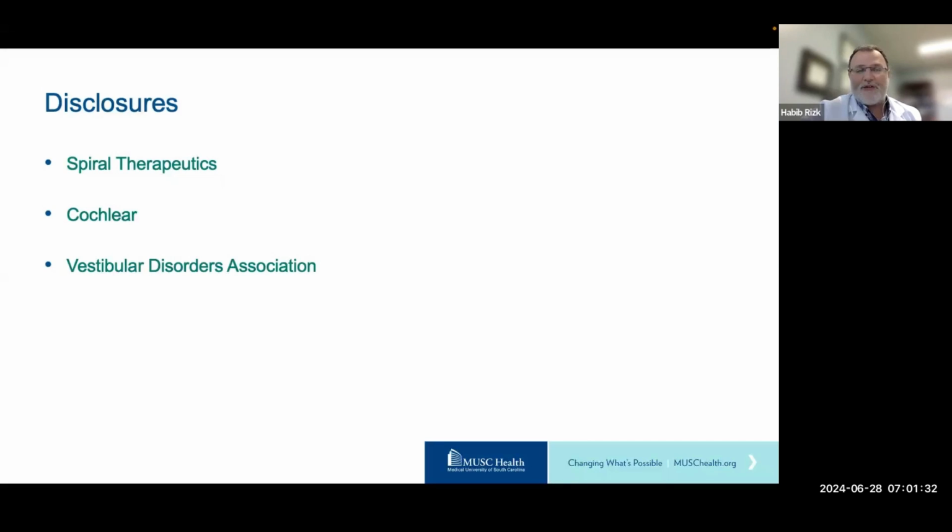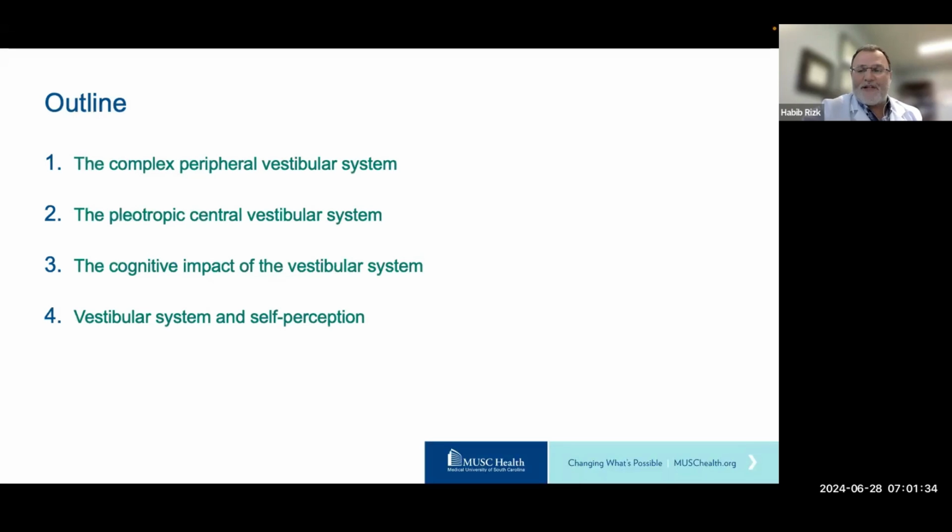These are my disclosures, and this is the ambitious outline. I don't think I'm going to be able to cover all of that today, but I'll do my best to hit all of those points. Starting with going over the complexity of the peripheral vestibular system, moving on to the rich network that the central vestibular system is a part of, and then talk about the impact that the vestibular system has on the higher executive functions.